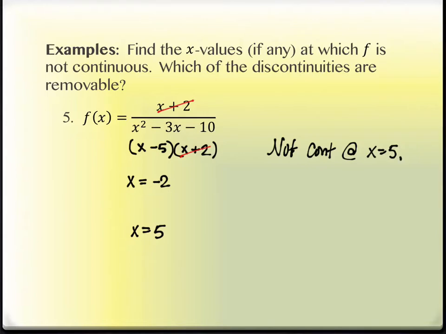So that's my actual first question. I was already jumping to the second question. Let's talk about the one that we canceled out, the x equal negative 2. So is that one removable or non-removable? Removable. I mean, we actually removed it, right?